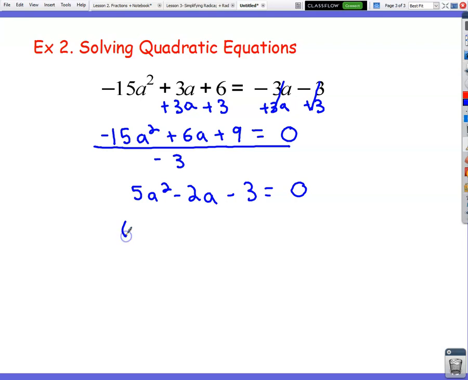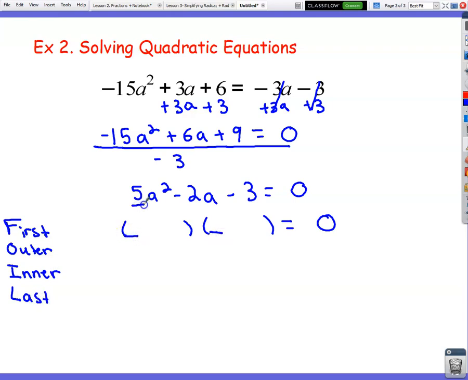So we're going to factor this into two binomials by doing reverse FOIL. If you remember, FOIL is first, outer, inner, and last. These first two numbers have to multiply to give you the first term in the trinomial. So we're going to think to ourselves, what numbers can multiply to be 5a squared? Well, there's only really one combination: 5a and a.